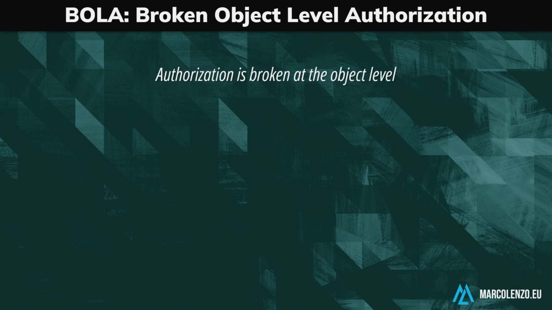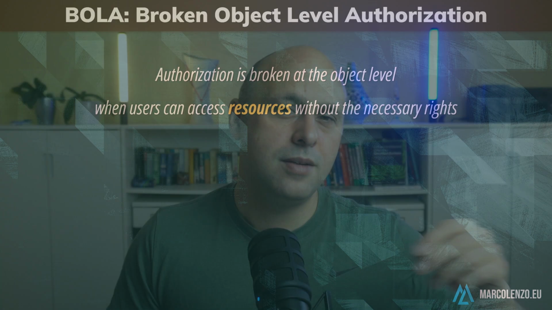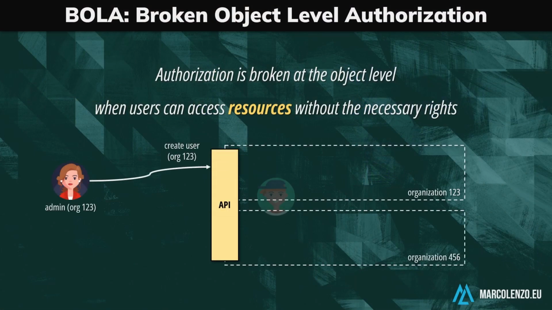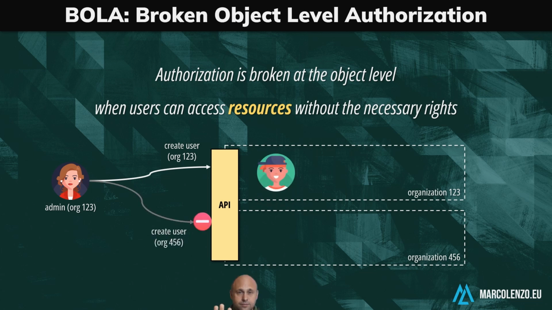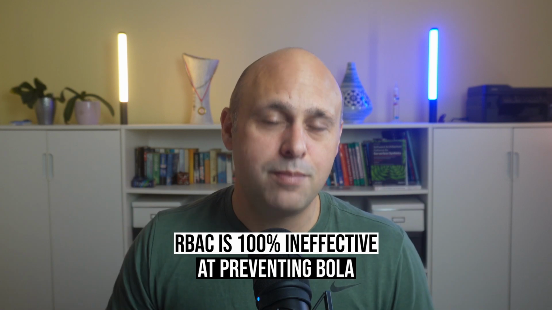Authorization is broken at the object level when users can access resources without the necessary rights, typically ownership or granted permission. In our scenario, while an administrator can access the user management function, we must prevent her from managing another organization just by changing an ID in the URL or request body. Unfortunately, this vulnerability is extremely common and easy to discover with automated tools. Most importantly, role-based access control is 100% ineffective in this scenario.